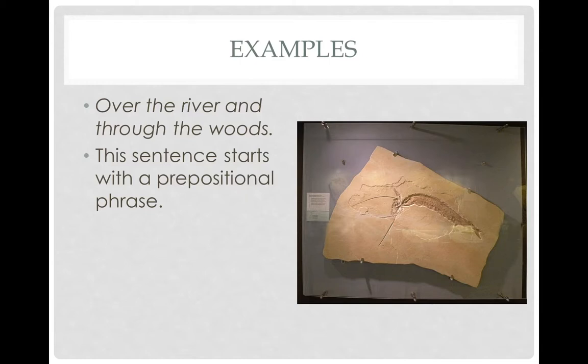Now, as you'll recall from our study on subjects, the subject of your sentence is never part of a prepositional phrase. Over what? Over the river. That means that river, despite being a perfectly good noun, can't be the subject of this sentence. Similarly, we have through. Through what? Through the woods. Through the woods being our prepositional phrase. And once again, woods can't be the subject of our sentence.